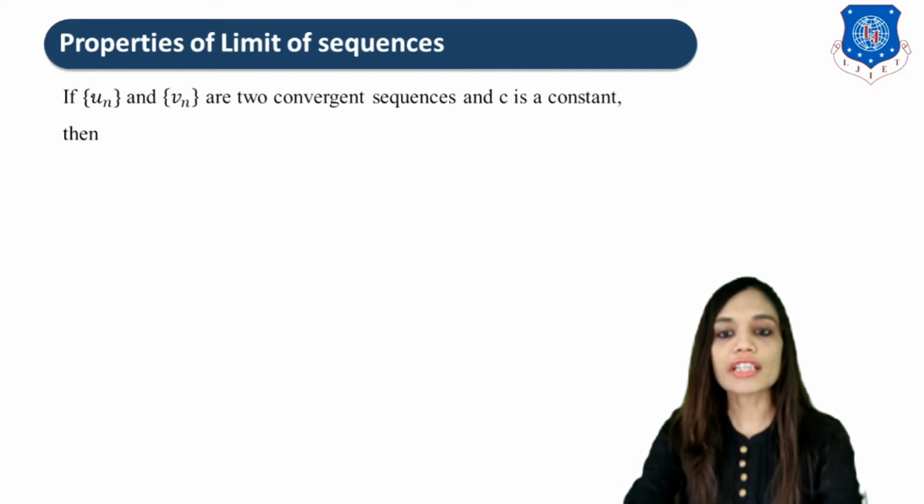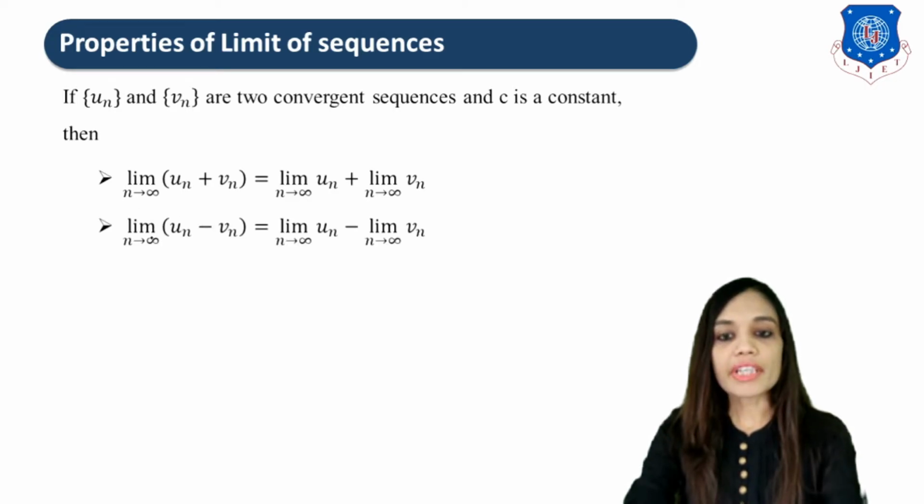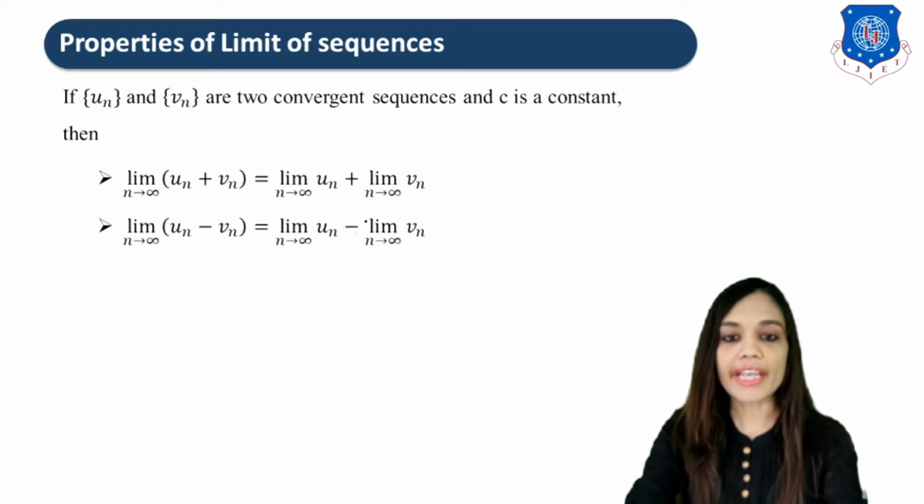If we are given two sequences Un and Vn, they are convergent sequences and C is a constant, then we can say that limit n tends to infinity Un plus Vn is equal to limit n tends to infinity Un plus limit n tends to infinity Vn. Next, limit n tends to infinity Un minus Vn will be equal to limit n tends to infinity Un minus limit n tends to infinity Vn. So you can separate the terms in these two.